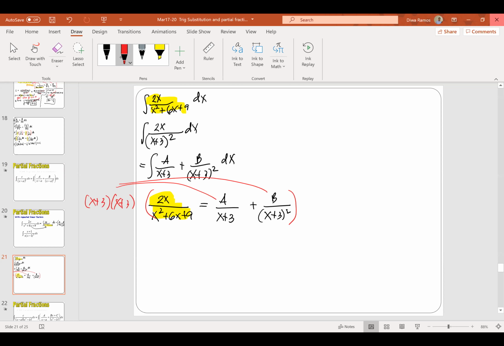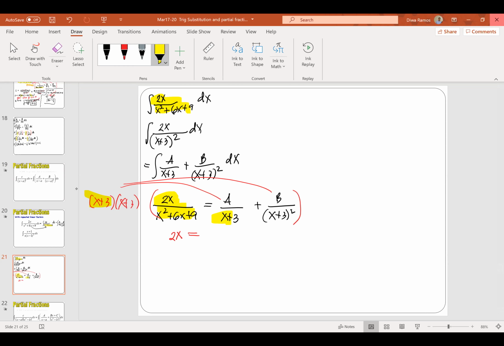Also, the first one will lose everything in the denominator. The second one will only cancel one of the x plus 3. So A times x plus 3. For B, you cancel the whole thing, both this and this. So you only get there B. Are we okay with that? It looks simpler than the other example.